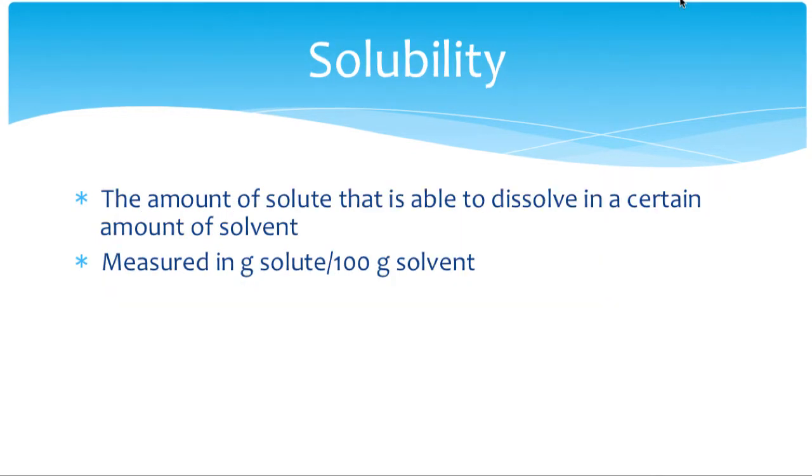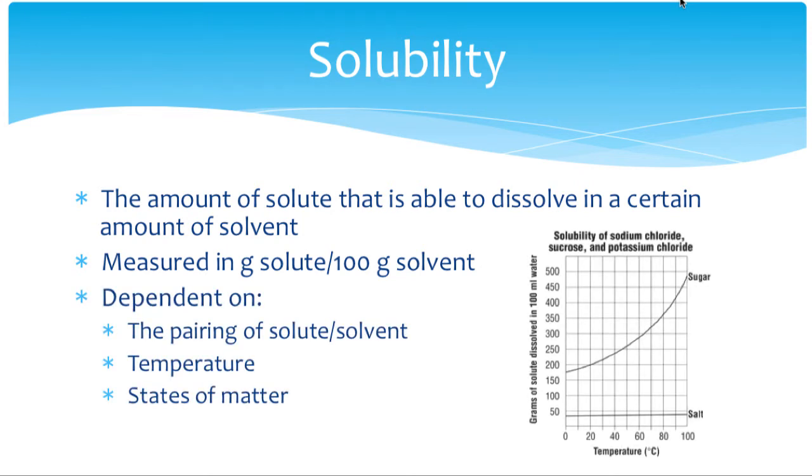Let's move right into our official definition then. Solubility is basically a measurement of the amount of solute that is able to dissolve in a certain amount of solvent. It is typically measured in grams of solute per 100 grams solvent. As we briefly discussed, this solubility concept is dependent on a lot of different factors. The first of which is the pairing of the solute and solvent themselves. Certain solute-solvent combinations result in very concentrated solutions. Others result in solutions that aren't able to form at all.